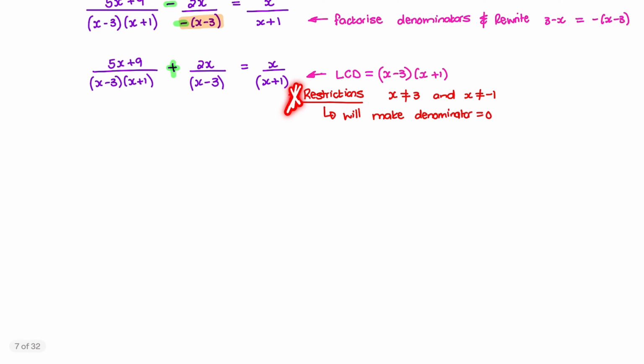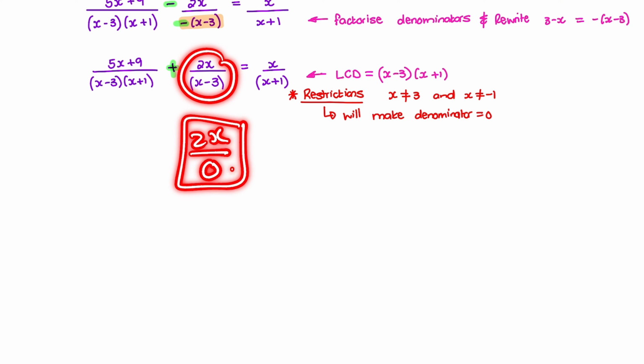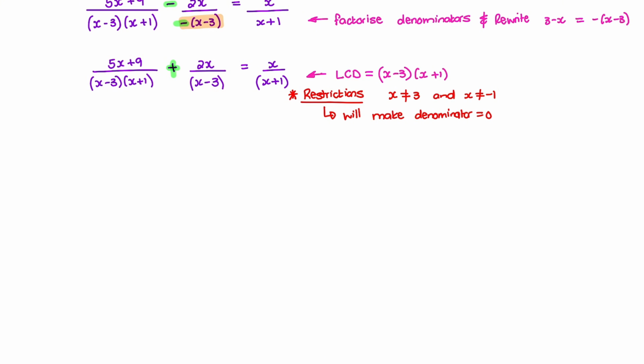And I want you to notice that there are restrictions on x. x cannot be equal to 3, and x cannot be equal to negative 1, because this will make one of the denominators equal to 0. So let me show you what I mean. If I make x equal to 3 in this denominator, then we have 3 minus 3, which is equal to 0. So that will become 2x divided by 0. And in mathematics, we are not allowed to divide by 0.